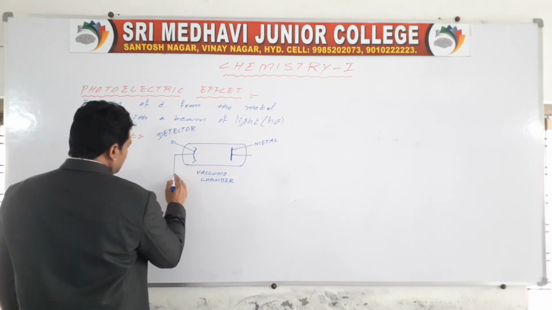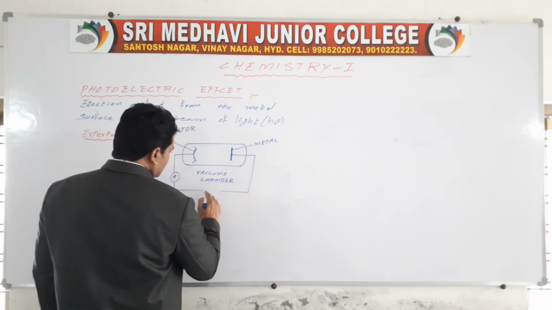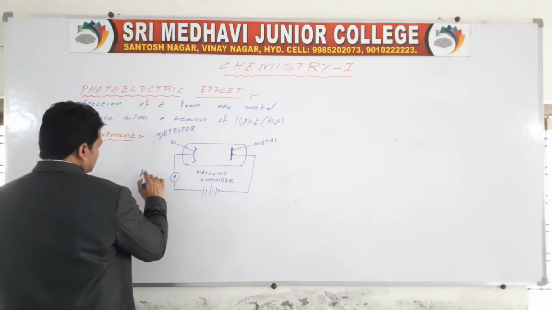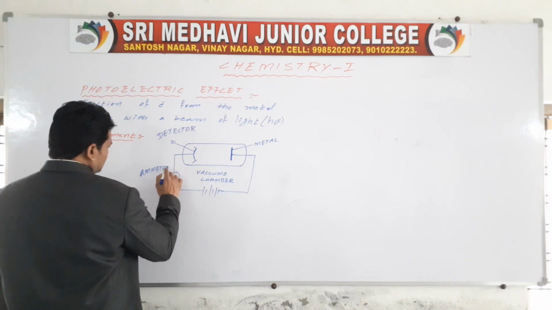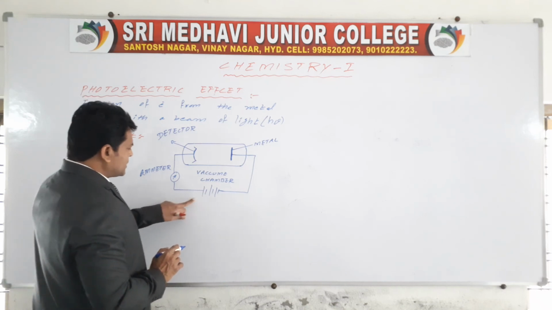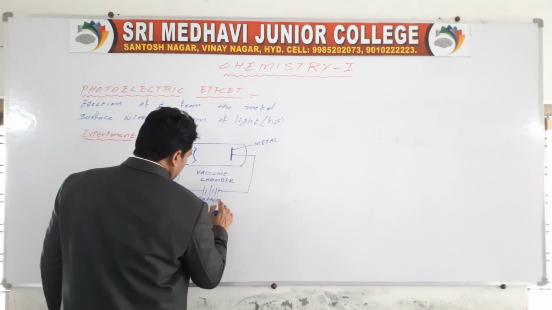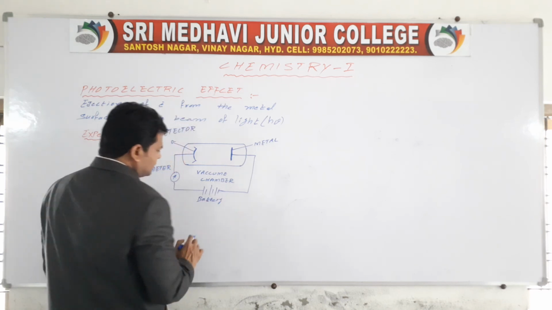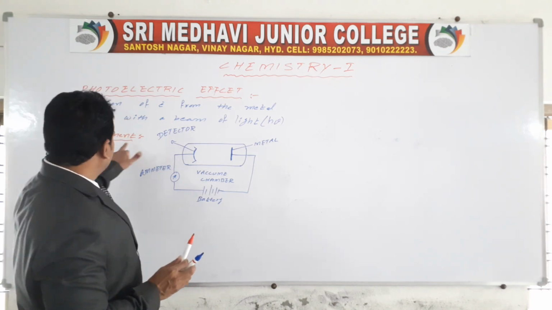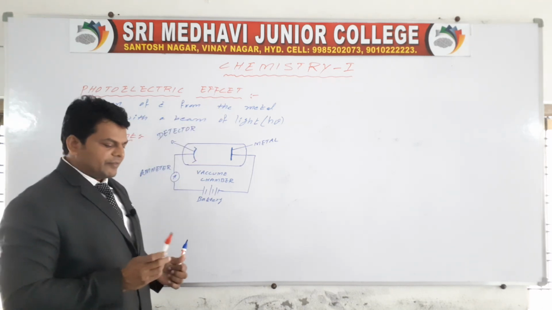Next, here I am arranging an ammeter, and this is connected to a battery. The ammeter is used to measure how much electricity or how much potential we are passing. This is the instrument we are using for explaining the photoelectric effect.